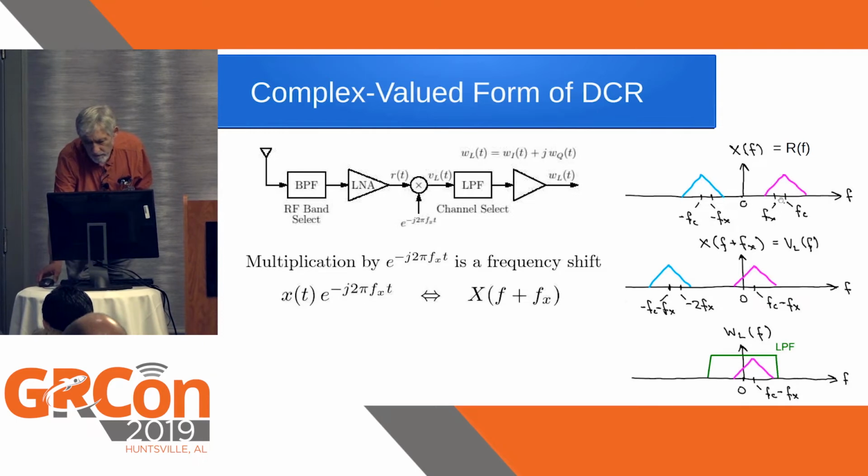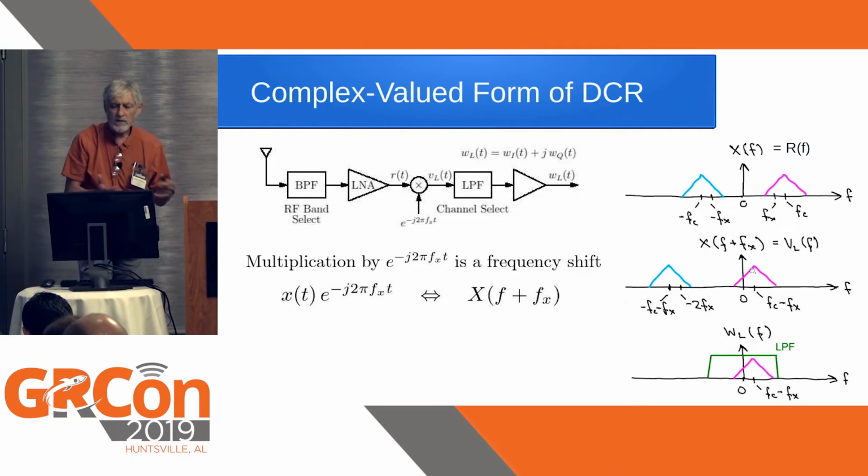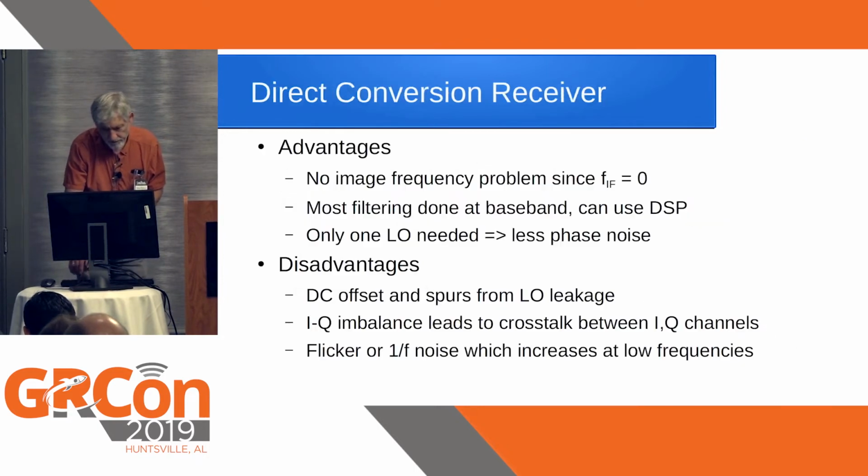And here's a graphical representation. You have here a radio signal, a schematic radio signal. You shift it to the left by f_x, and then you use a low-pass filter, so you keep only the purple portion, or whatever was at the positive frequencies in the frequency domain before.